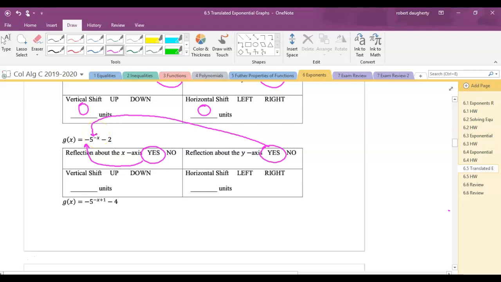Okay. Did it move up or down? Yeah, it moved down by 2. Okay, that's right there. Did it move horizontally? No. What is the horizontal asymptote? Y equal negative 2. Okay, so that's another question I could ask. Y equal negative 2. That is the horizontal asymptote.